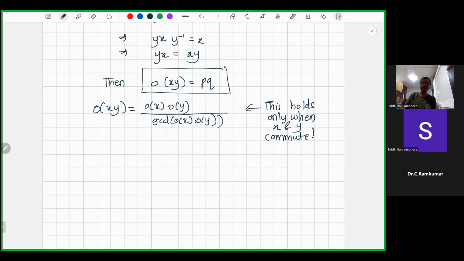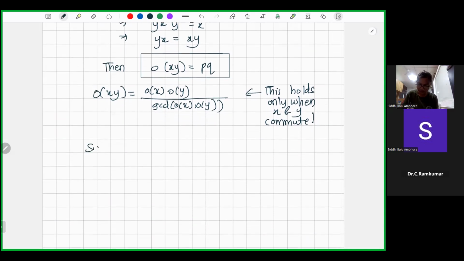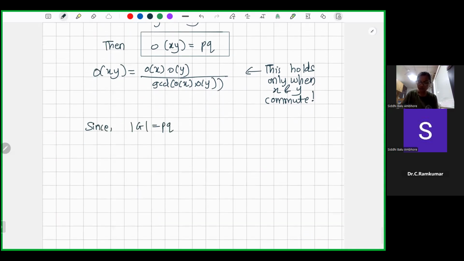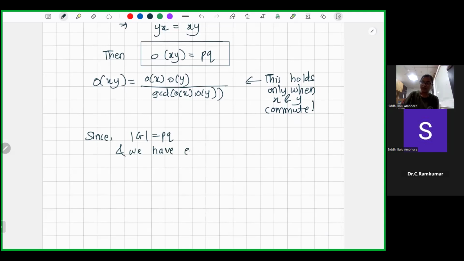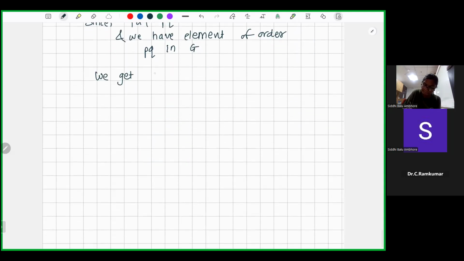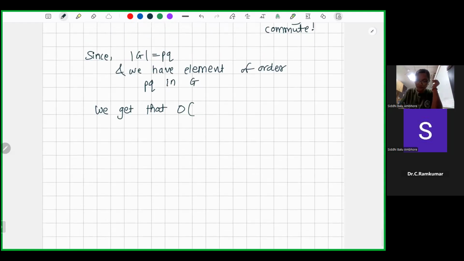And since the cardinality of G is pq, and we have an element of order pq in G, we get that G is cyclic, generated by xy, an element of order pq in G.